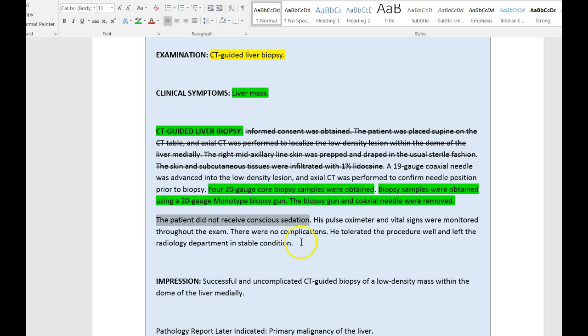So that's important because we do not want to code for something that was not rendered. So we're not going to code for that type of anesthesia. And then it's basically following up by telling us that he tolerated the procedure well and left the radiology department in stable condition.